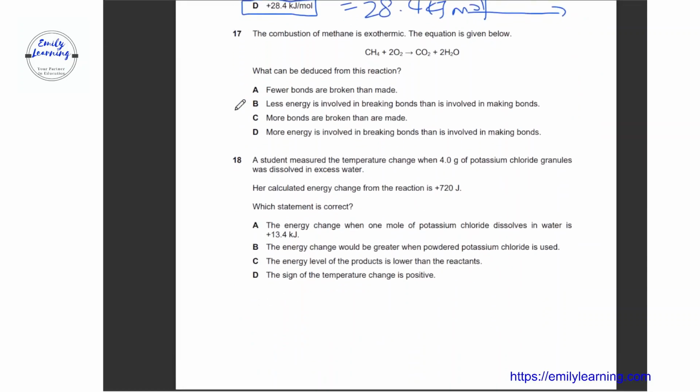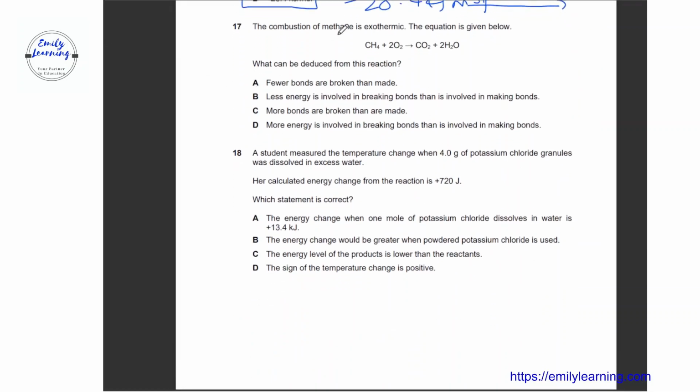Moving on to question 17. The combustion of methane is exothermic. The equation is given below. What can be deduced from the reaction? So you know that it's exothermic, right? So basically they are asking, if you know it's exothermic, what can you conclude? Fewer bonds are made? No, it has nothing to do with how many bonds are being formed.